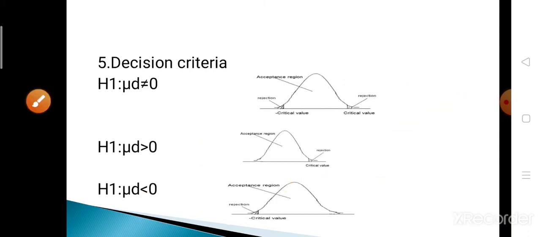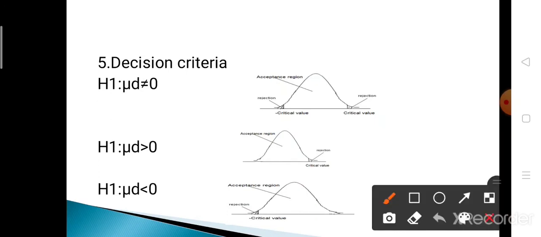Now the last step is the decision criteria. There are three cases: two-sided, one-sided right and one-sided left. For two-sided, there are two critical regions, one on the right side and one on the left side. This point is the positive table value, that is the positive critical value, and this point is the negative table value, that is the negative critical value, and the middle is the acceptance region.